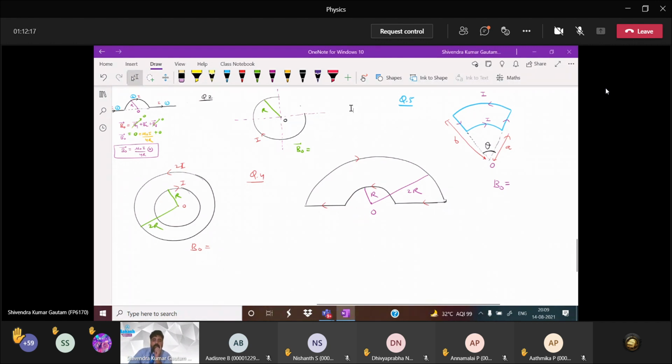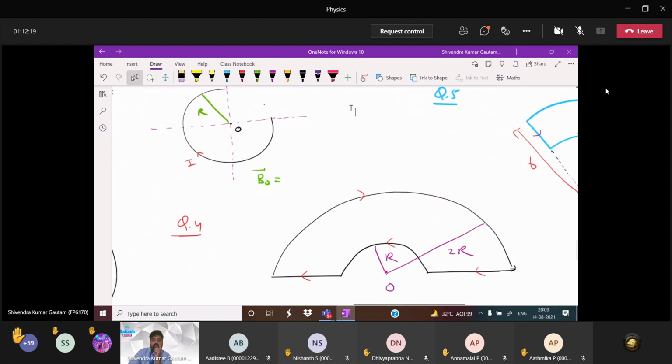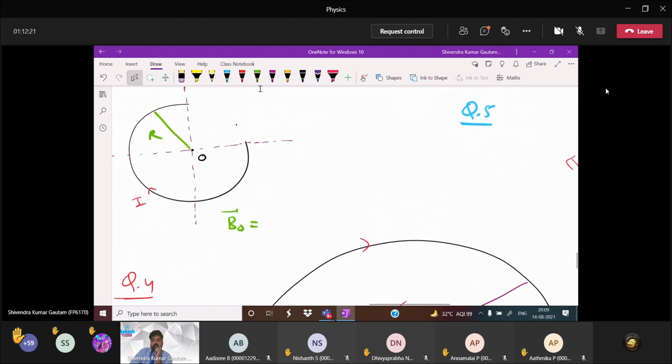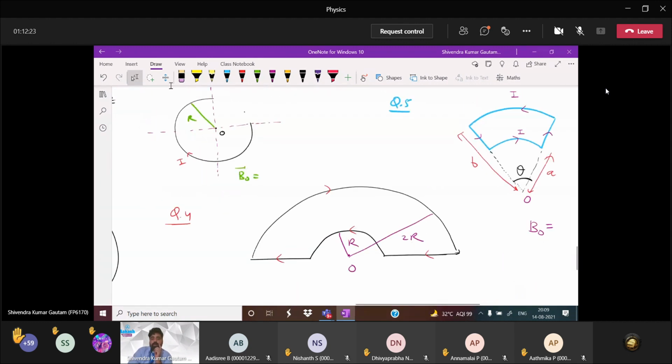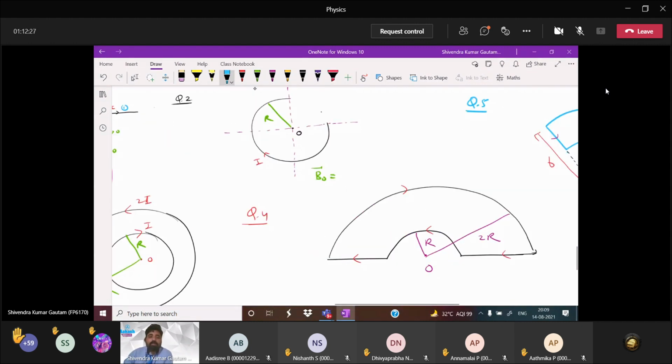Okay, see everyone, now I will discuss. Second question first. Tell me, how much angle does it make at the center? This is 90, this is 90, this is 90, so 270. 270 means 3 pi by 2, yes or no? Pi by 2, pi by 2, pi by 2.